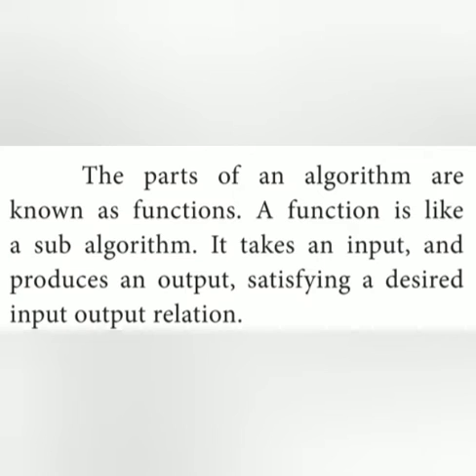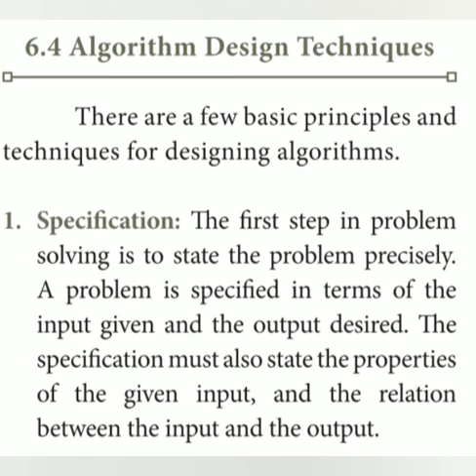The parts of an algorithm are known as functions. A function is like a sub-algorithm. It takes an input and produces an output satisfying a desired input-output relation. The next topic is algorithm design techniques. There are a few basic principles and techniques for designing algorithms. The first one is specification. Specification, the first step in problem solving, is to state the problem precisely. A problem is specified in terms of the input given and the output desired. The specification must also state the properties of the given input and the relations between the input and the output.